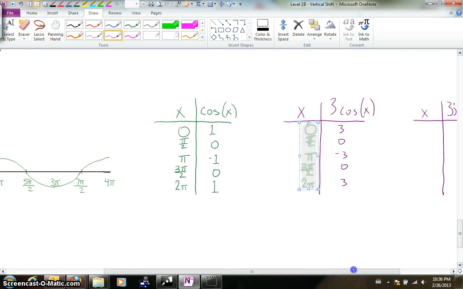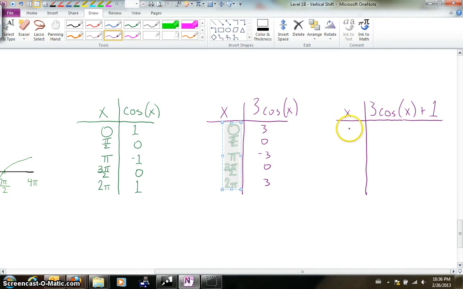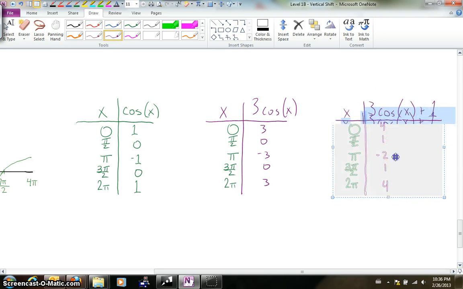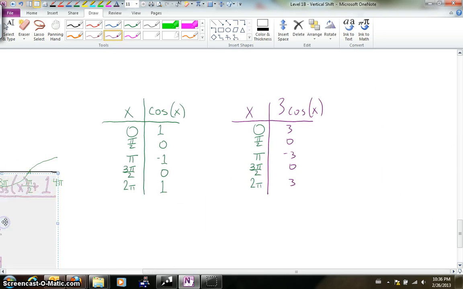So we got that. Now let's go ahead and take care of the vertical shift. So again, a vertical shift won't affect our x coordinates, but now all of our y's that have already been multiplied by 3 will now move up by 1. And so we've got 4, 1, negative 2, 1, and 4. These are our 5 points for our graph. Let's bring it over here so we can see it.